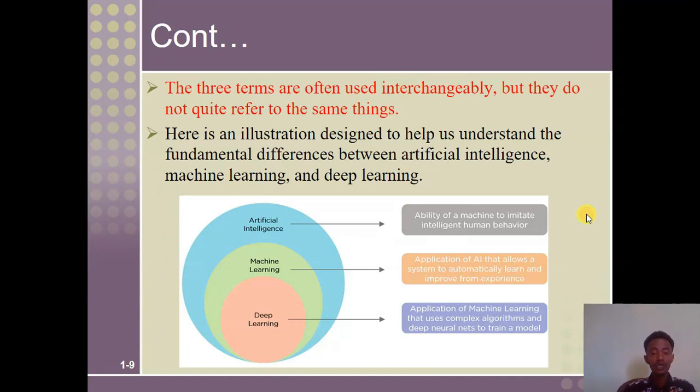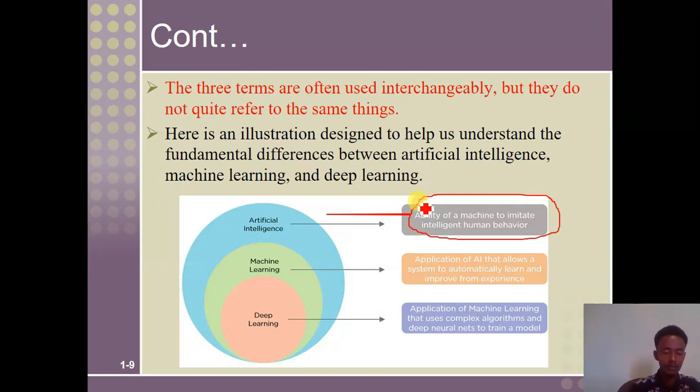So here is an illustration that has been indicated by the graph. So artificial intelligence is the ability of the machine to imitate intelligent human behavior.